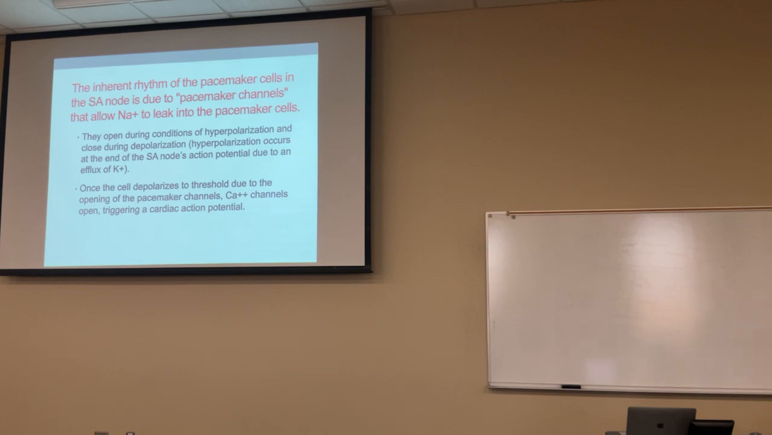Basically, these pacemaker channels are activated due to repolarization, and well, actually, it's a hyperpolarization. They're activated when the membrane repolarizes and then becomes hyperpolarized, and then they slowly open up and they slowly allow sodium to leak in, so the membrane potential slowly rises. Once they hit a threshold, then those pacemaker cells undergo what's called a pacemaker potential, which is a type of action potential.